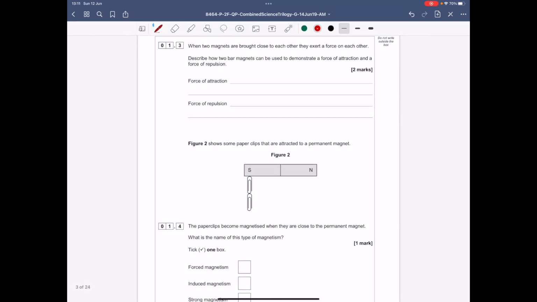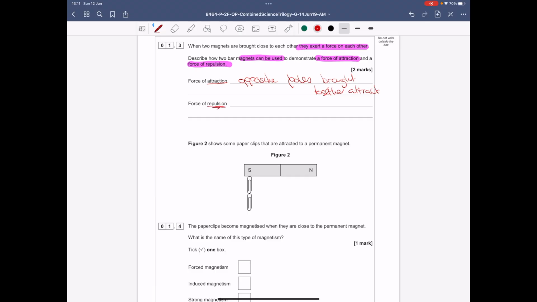Question 1.3. When 2 bar magnets are brought close together, they can exert a force on each other. Describe how 2 bar magnets can be used to demonstrate a force of attraction and a force of repulsion. So this is quite a complex way of saying what you have to do to get magnets to attract, and what you have to do to get them to repel. To make magnets attract, you bring a north pole and a south pole together, or opposite poles. So for a force of attraction, you would say opposite poles brought together attract.